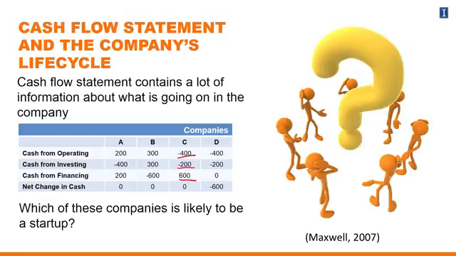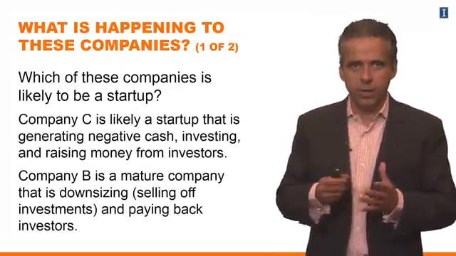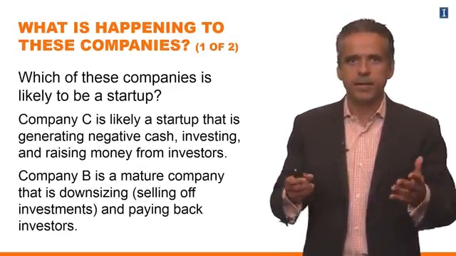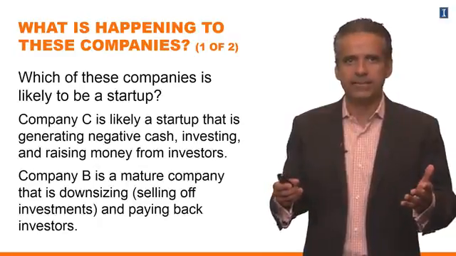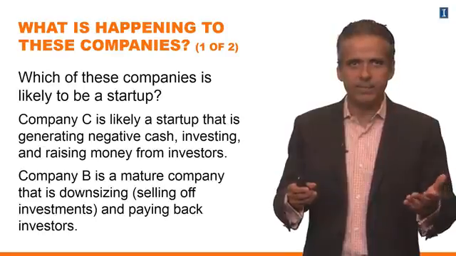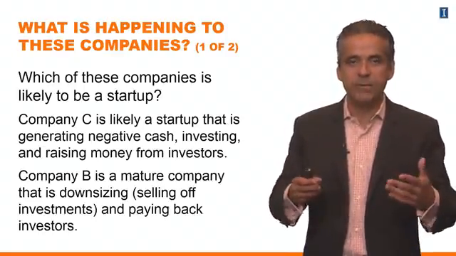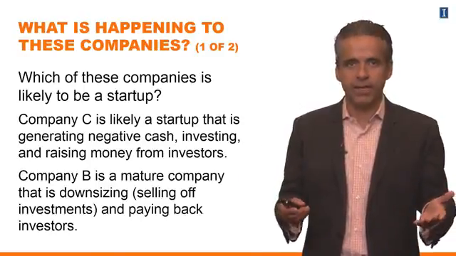So that's how we can use the cash flow statement to really drill down and think about what's happening to companies. The other companies, we can talk about them as well. Company B is a mature company that is downsizing. How do you know it's downsizing? Because the cash from investments is positive. So instead of investing in the business, company B is generating cash by selling off investments.